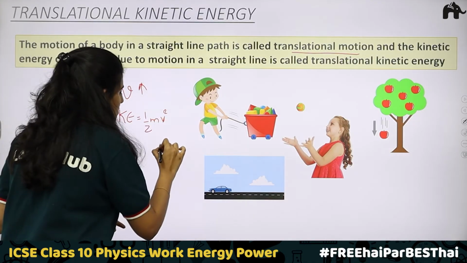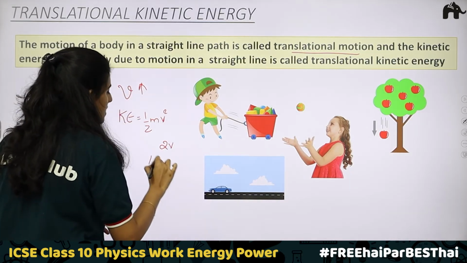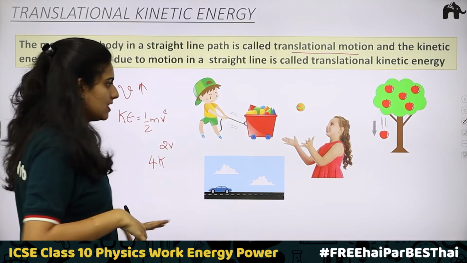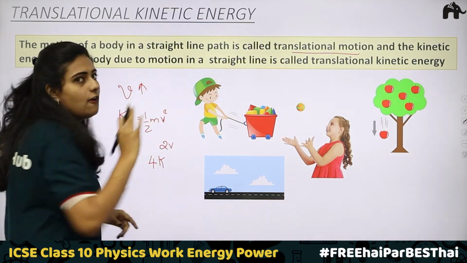That is, kinetic energy depends on the square of velocity. If velocity becomes 2 times, then kinetic energy will become 4 times. We have studied this, right? Because kinetic energy depends on velocity. In which way? Square of velocity.